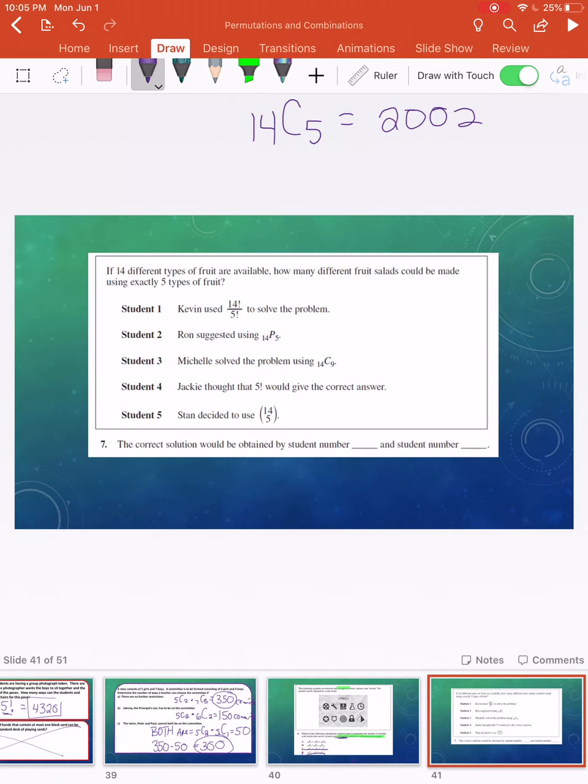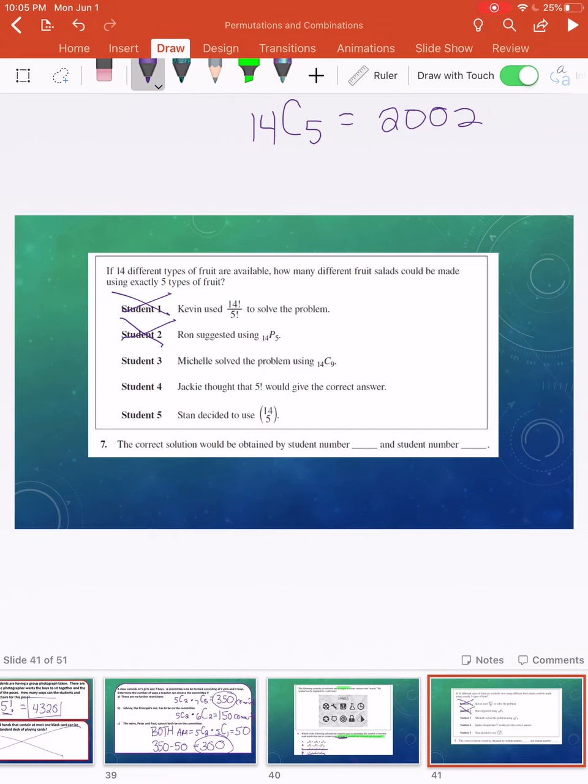So student 1 had 14 factorial divided by 5 factorial. Would that give you 2002? No. So we know student 1 is incorrect. Ron suggested using 14P5. So this isn't an arrangement, it's not a permutation, because when you're choosing fruit for a fruit salad, the order doesn't matter, right? Once you pick your fruit, it's in the salad and they're all mixed together. So that's why it's a combination, it's not a permutation.